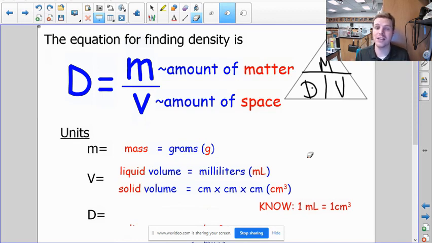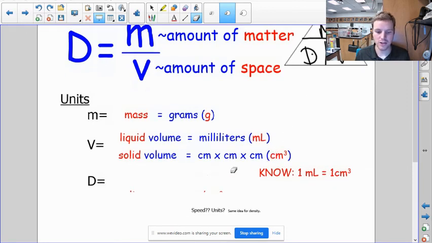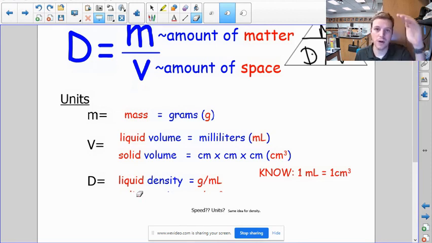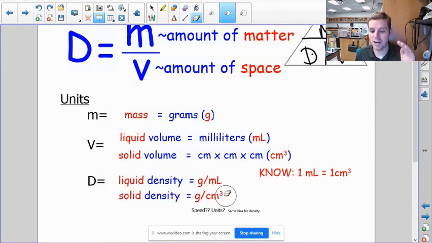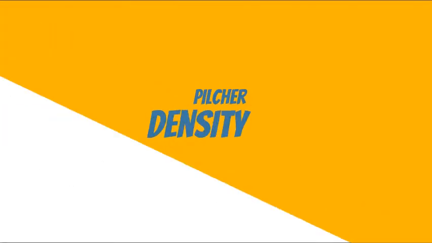So if we were talking about a solid substance, we're going to have the volume in centimeters cubed. If we're talking about a liquid substance like the salt water from the videos, we're going to talk about milliliters. And so that means density, since it's mass over volume, density's units, if it's liquid, will be grams per milliliter. So remember mass over volume, grams over milliliters in liquid. And for solids, it'll be mass, grams, over centimeters cubed. Make sure you remember those units and don't get them mixed up.